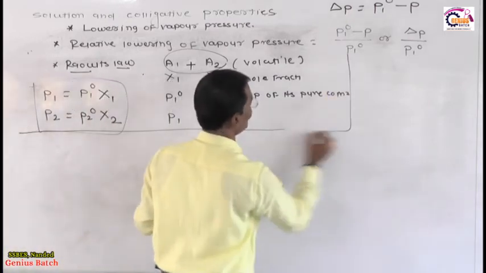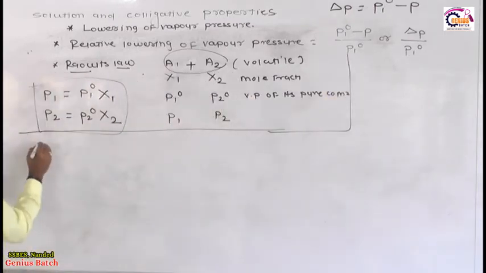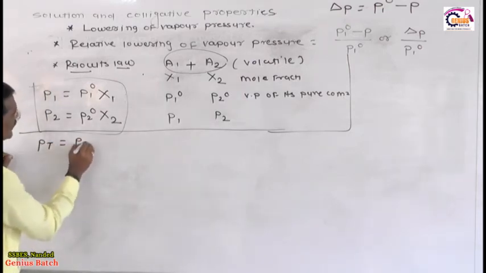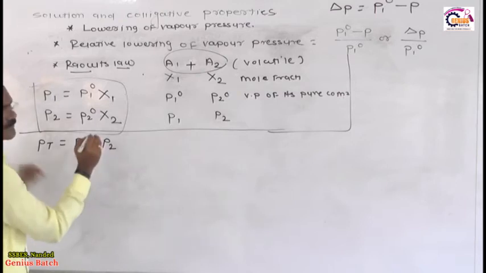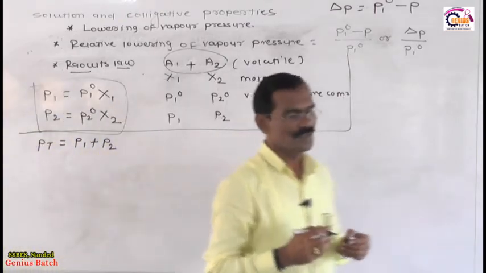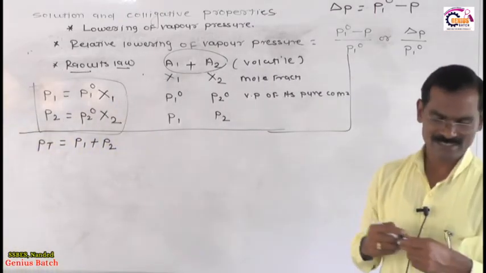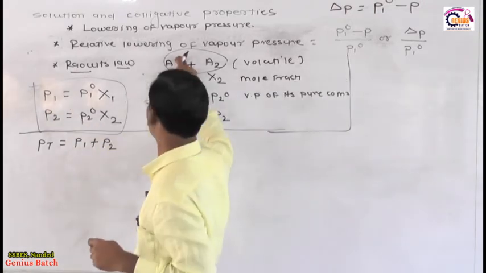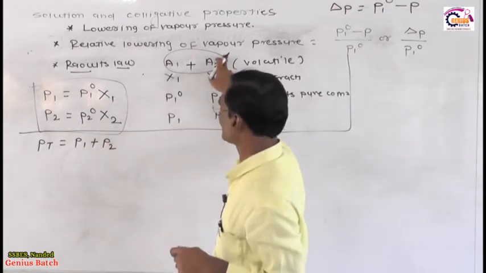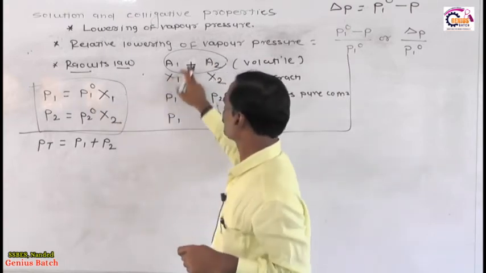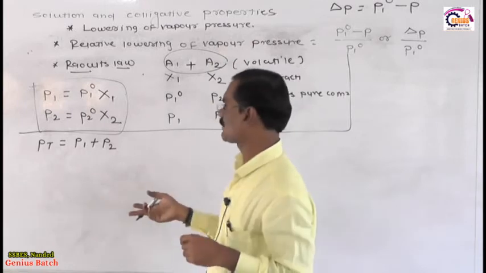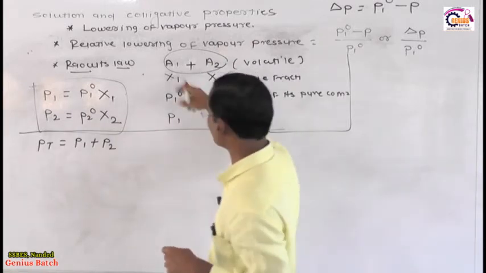We calculate the total pressure by using the formula PT is equal to, PT means total pressure, that is P1 plus P2. P1 plus P2 means the partial pressure of each component. P1 is the partial pressure of A1, P2 is the partial pressure of A2. What is partial pressure? The pressure exerted by A1 in the mixture of A1 and A2. That is partial pressure. P2 is the same way.